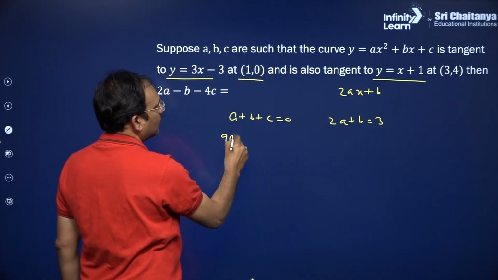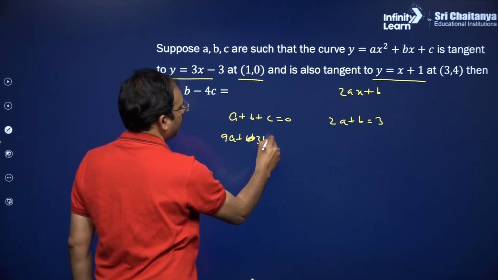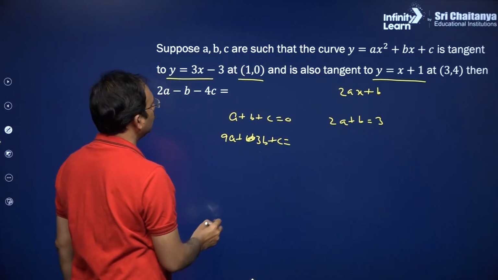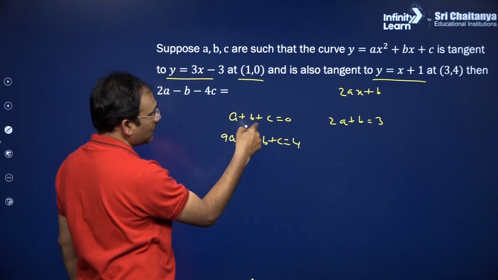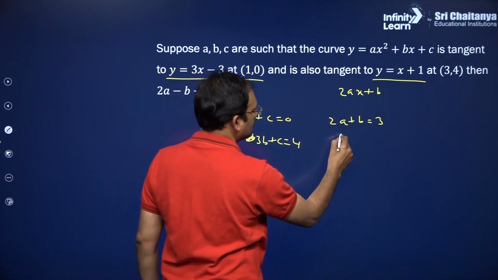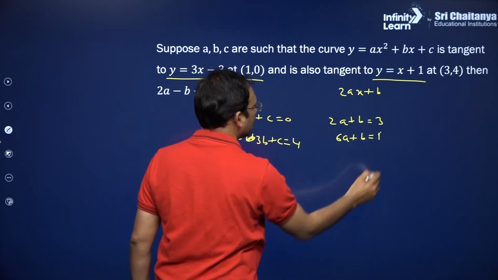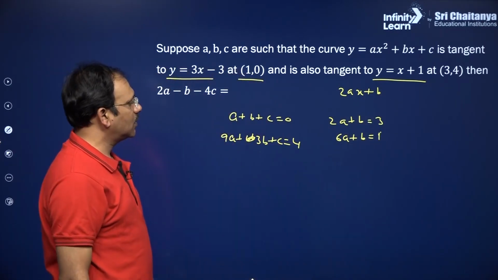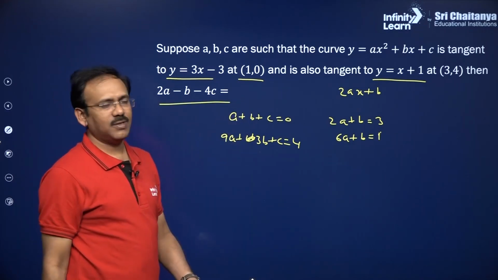Substitute (3, 4): 9a plus 3b plus c is equal to, you can substitute 4. This is one equation. The derivative at (3, 4), that is 6a plus b, is equal to the tangent slope, which is 1. These are the equations. You can find the a, b, c values, my dear friends. You can substitute here. Simple thing.